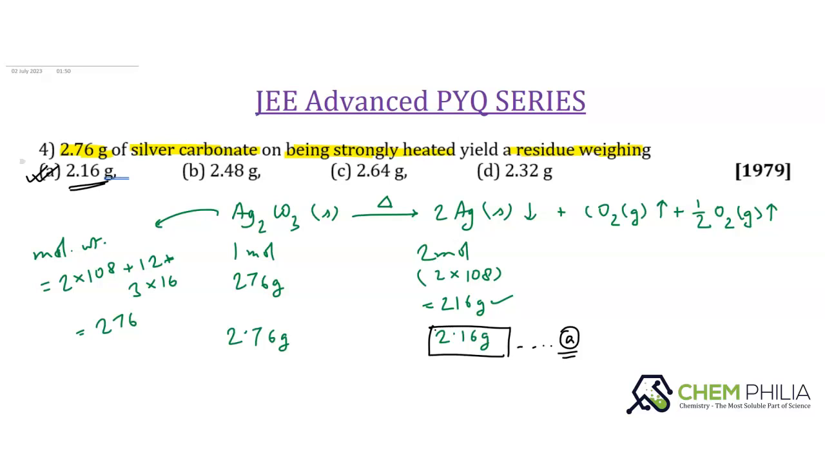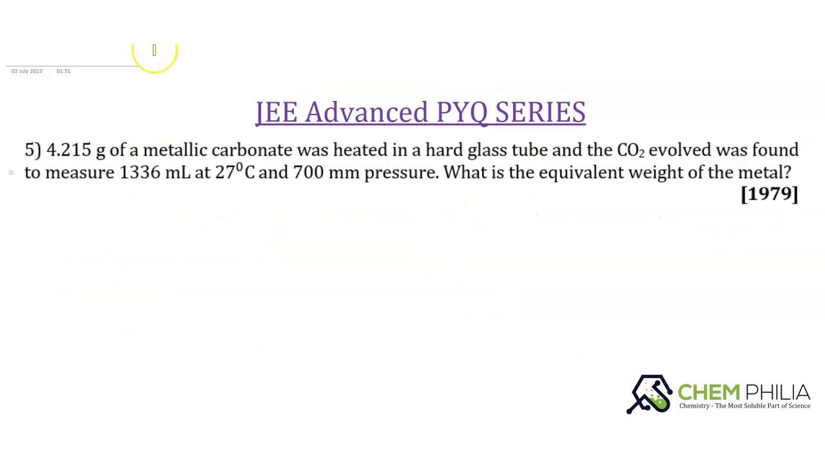I hope you have understood this, and then we are moving on to the next question. The next question is: 4.215 gram of metallic carbonate was heated in a hard glass tube, and the CO2 evolved was found to measure 1336 ml at 27 degrees Celsius and 700 millimeter pressure. What is the equivalent weight of the metal? So that is the question. Clear? So let us see how to solve this question.